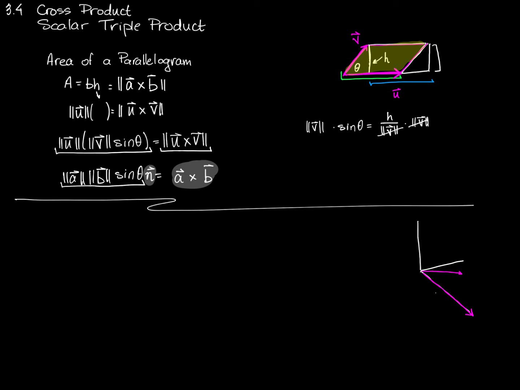Okay, so there are my vectors u and v. It's the same vectors u and v as I have up here. There's v, there's u. So that makes this v and this one u. And I'll note that this is theta.